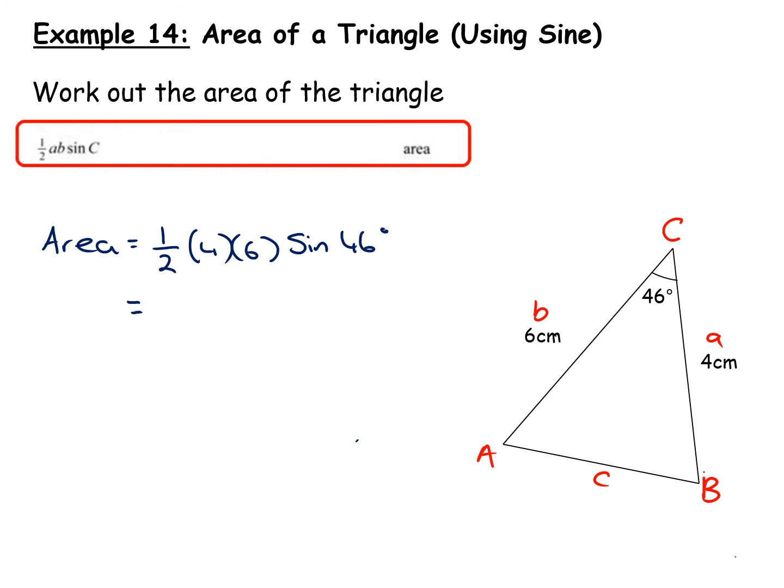So 24, so we get 12 sine of 46 degrees, and we put that into the calculator. And that gives us 8.63. Our sides were given in centimeters, so that means our answer is going to be in centimeters squared.